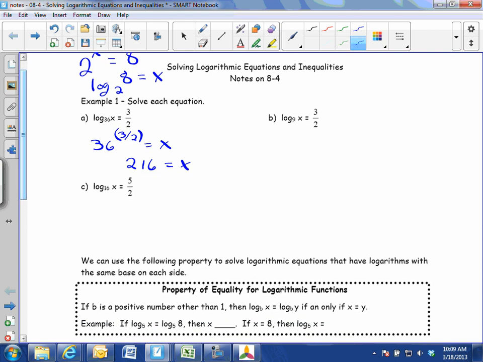Okay, let's try B. Same idea. What are we going to do on B first? How are we going to do that? And again, I put those in parentheses in my calculator. I think this one comes out nice as well. 27.